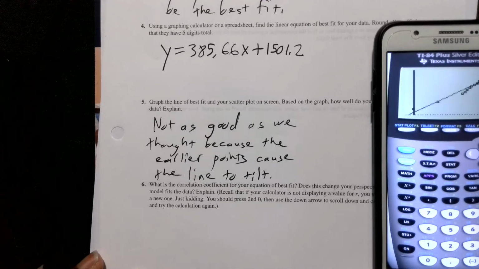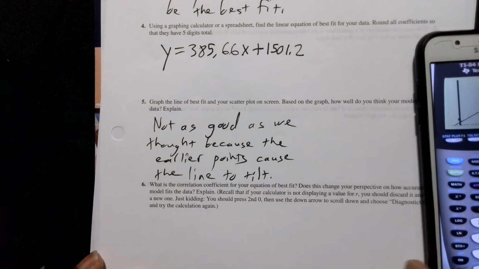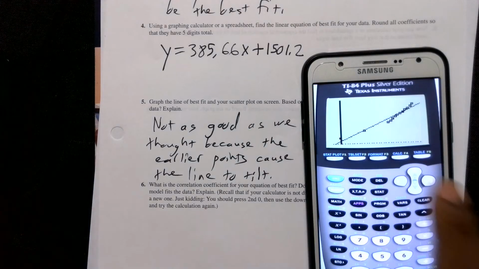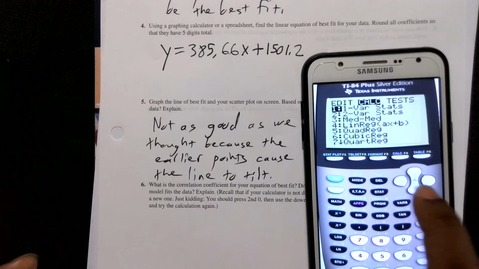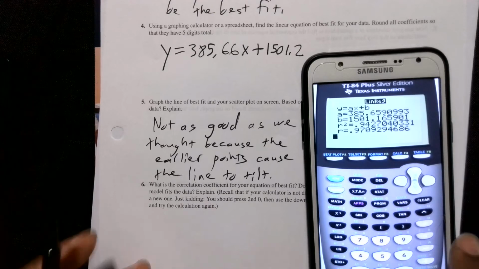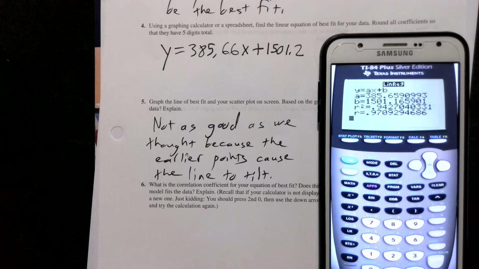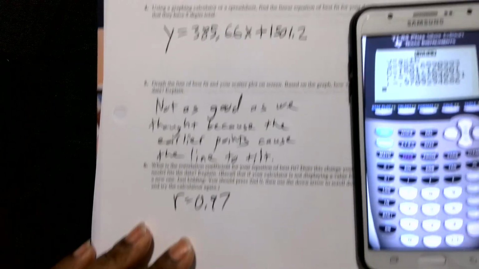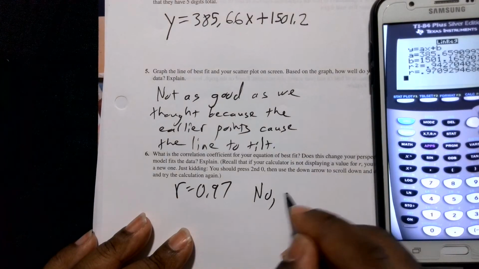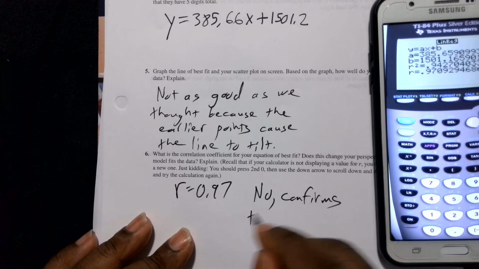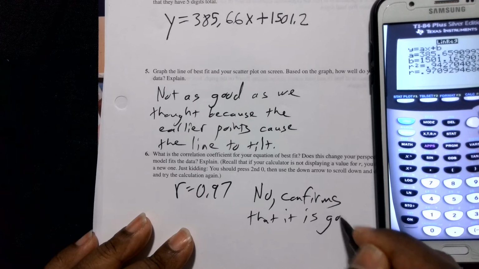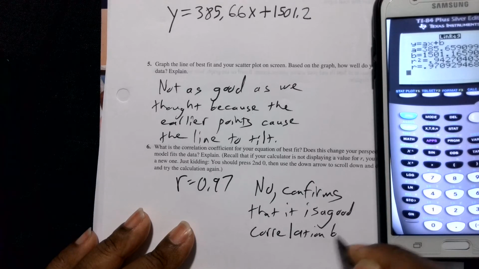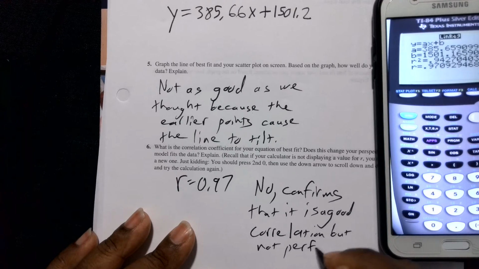Okay, now it says, what is the correlation coefficient for your equation of best fit? Does this change your perspective on how accurately the model fits the data? Okay, now, we got a couple things going here. First of all, let's go back to our linear regression. We already put in our x's and everything like that. So now we go back to our linear regression. What we're trying to do is find what R is equal to. Now R is equal to 0.97. So we will put down that this confirms that it is a good correlation, but not perfect, because we know R equals 1 would be perfect.